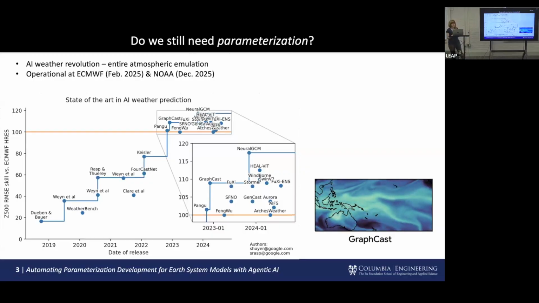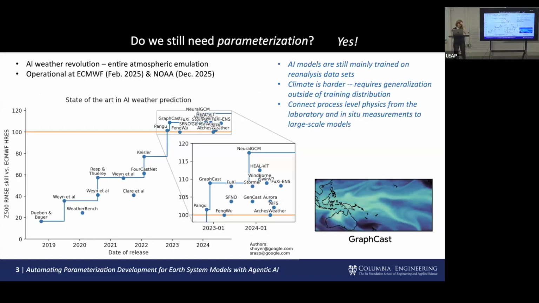So you might ask, if we could just emulate the entire atmospheric model or even the coupled Earth system model, do we actually still need parameterizations? And I'm going to say, yes, we do actually still need parameterizations because AI models are still mainly trained on reanalysis data sets, which have their own biases. And so if we want to continue to improve our Earth system models, our weather prediction, as well as our long-term climate prediction, we do need to be able to improve our understanding of the processes.